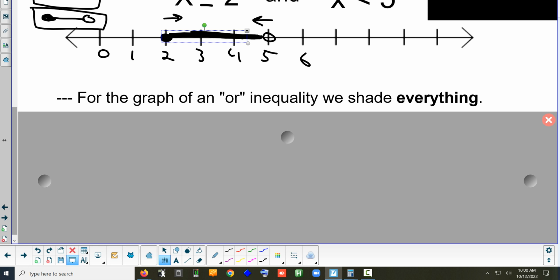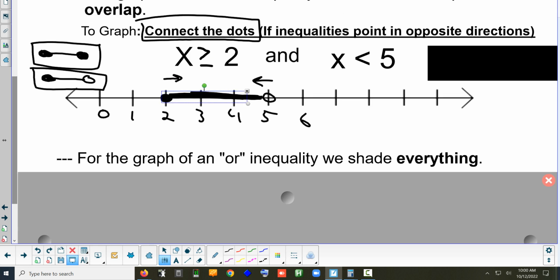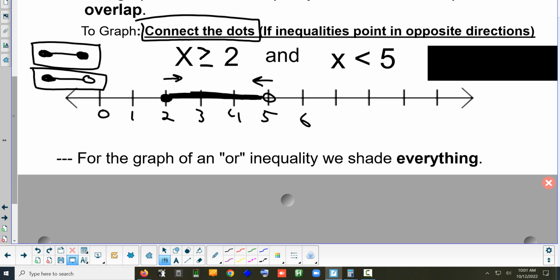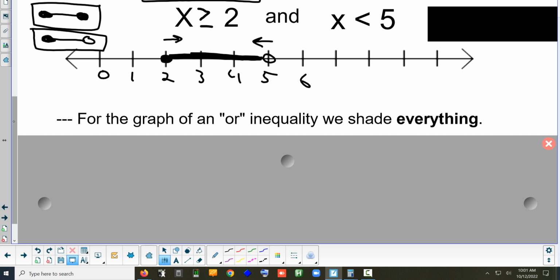Or is a little different. It's almost the opposite of what we did right here, where we shaded everything between. Or is going to be shading everything outside. Okay, so for the graph of an or, we're going to shade everything that's outside.